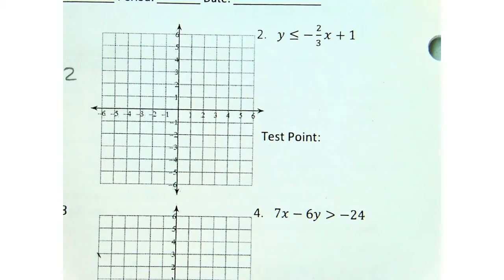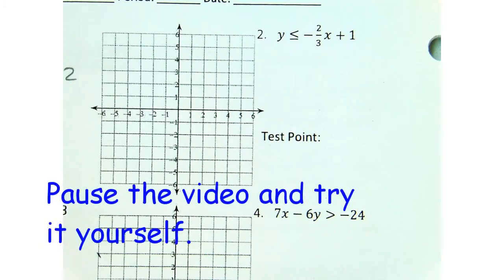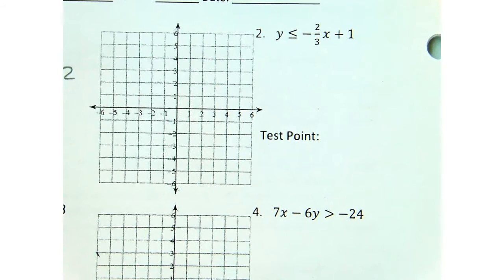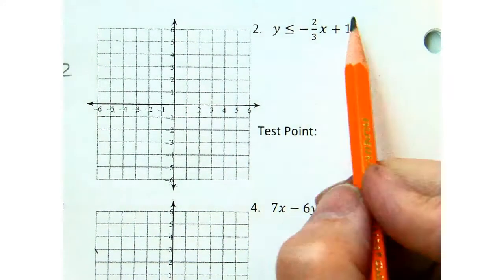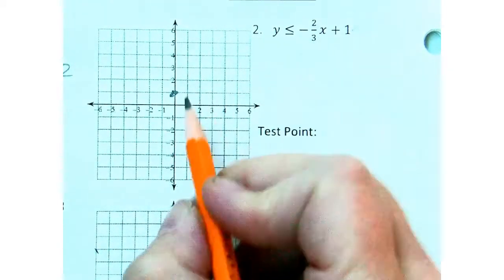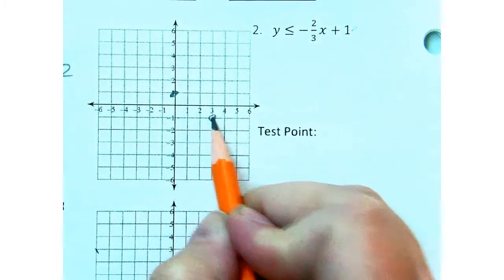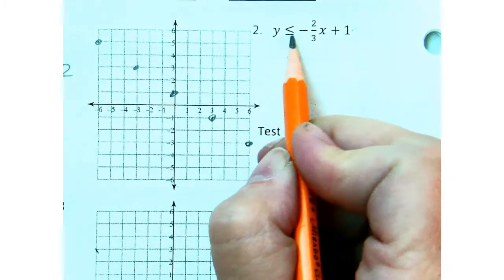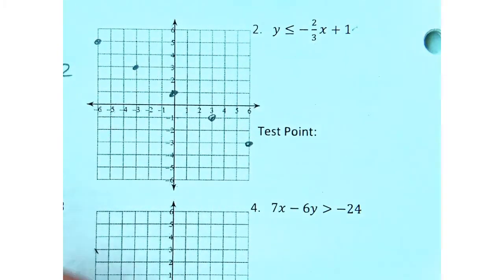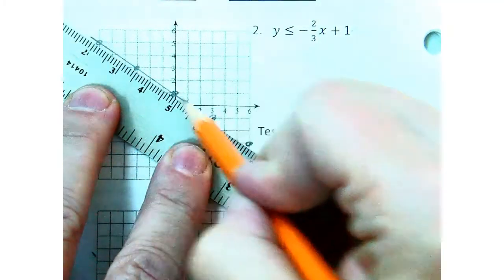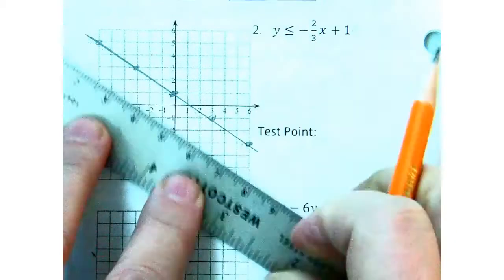Now pause the video and try the next example yourself. Now that you have tried it, check your work. Once again, we start by graphing the line. The y-intercept is 1, the slope is down 2, and to the right 3. This line will be a solid line because there is an "or equal" symbol under the inequality. A solid line indicates that the line is included in the solution set.